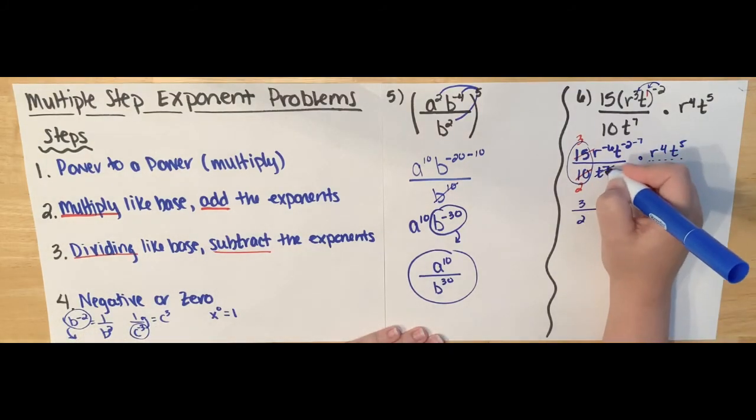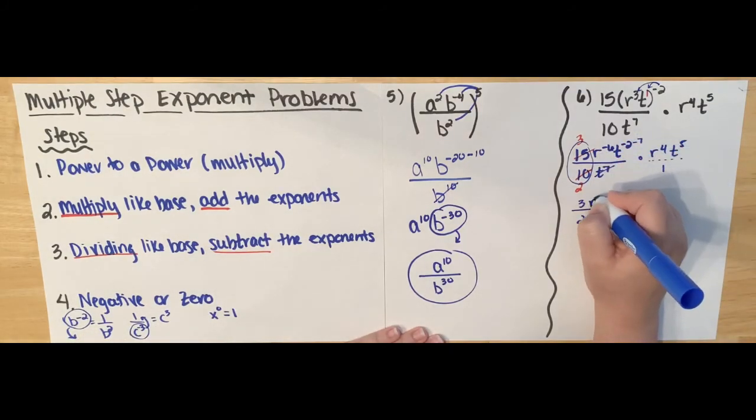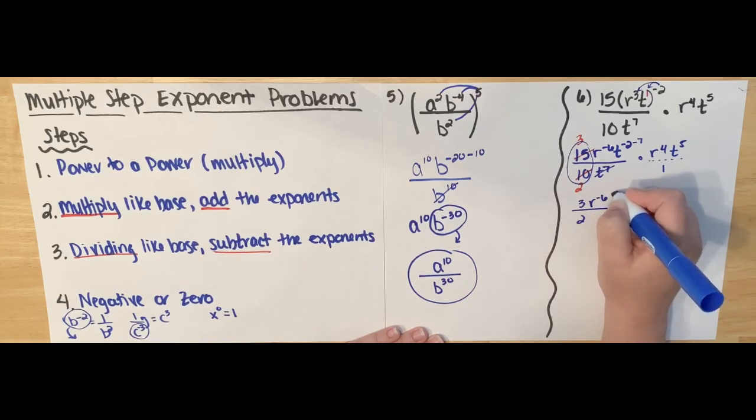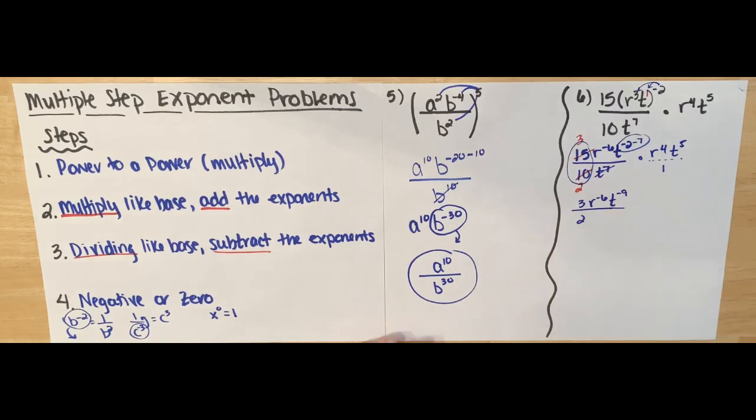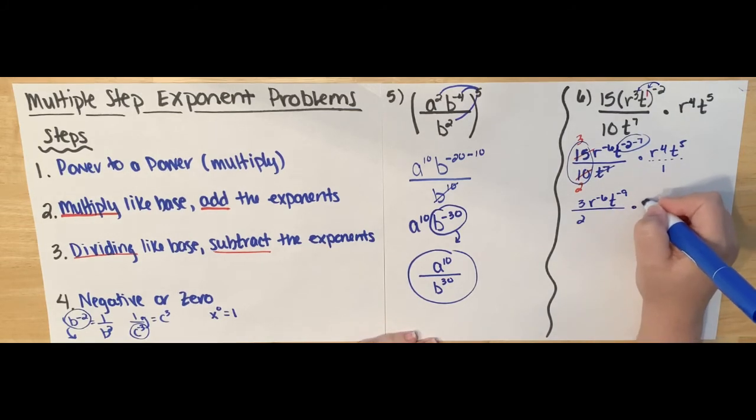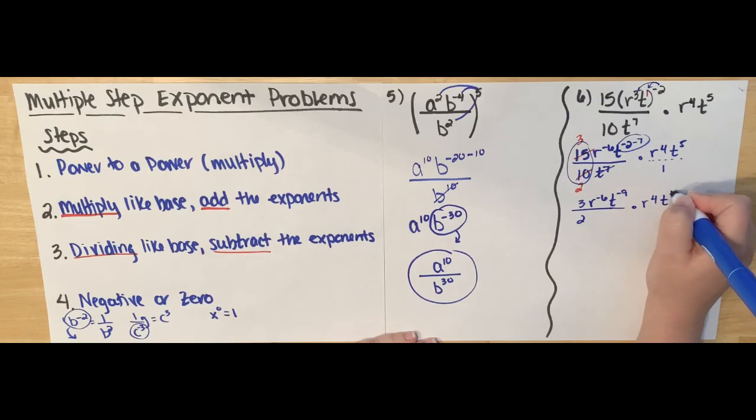The t is not in the denominator anymore. I have r to the -6 in the numerator, along with the t to the -9th from when I subtracted. So that's my first fraction now, times r to the 4th, t to the 5th. And again, remember, if you don't see a denominator, it's always implied to be over 1.